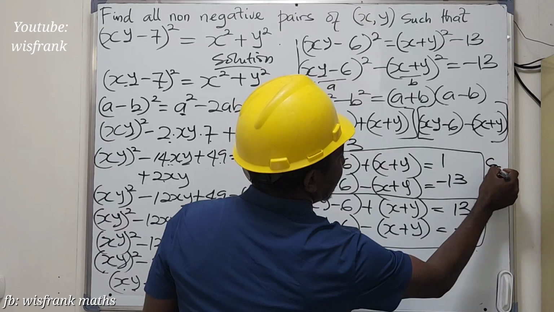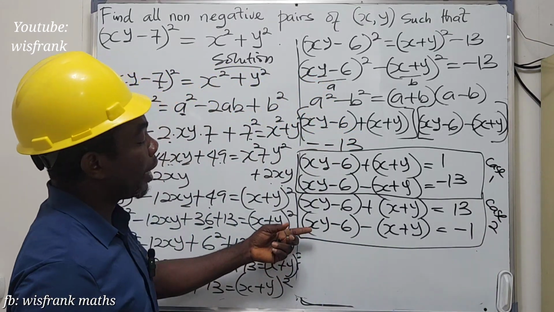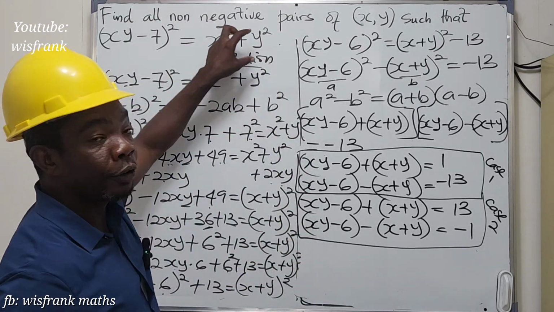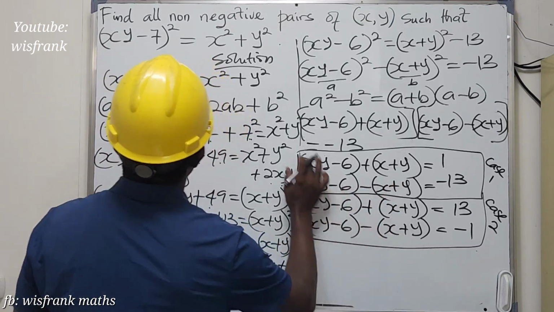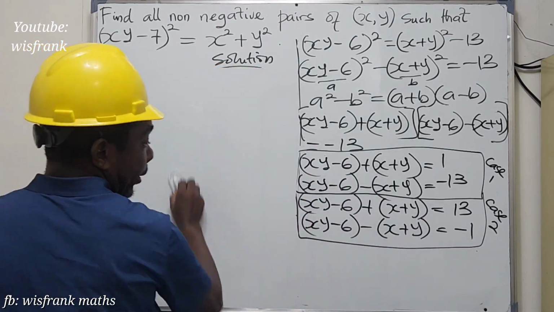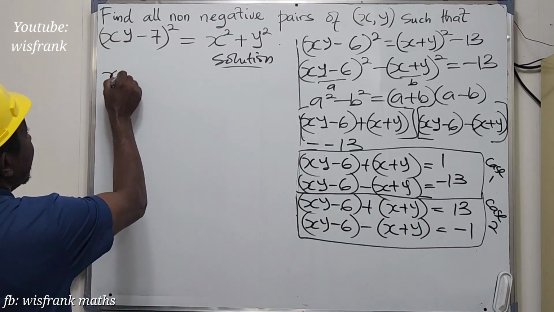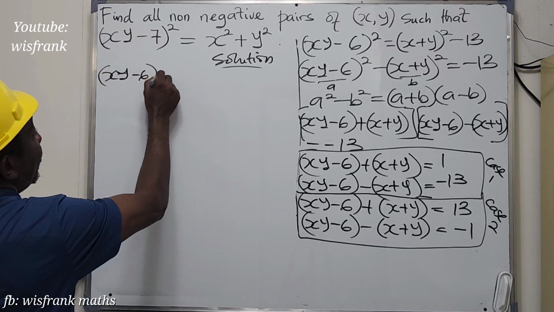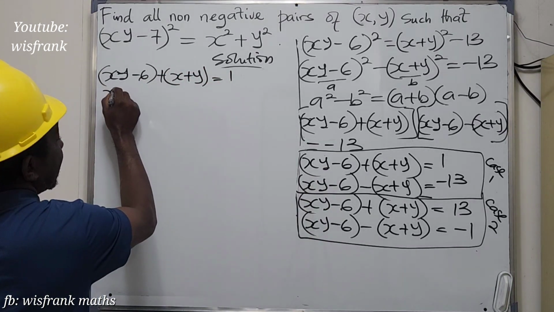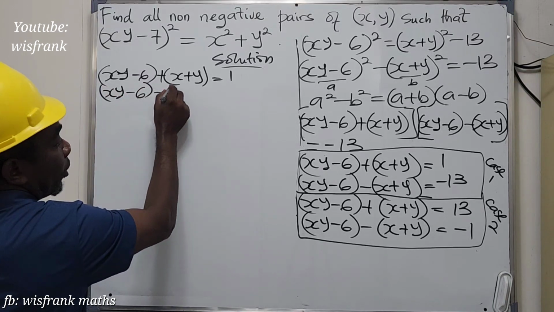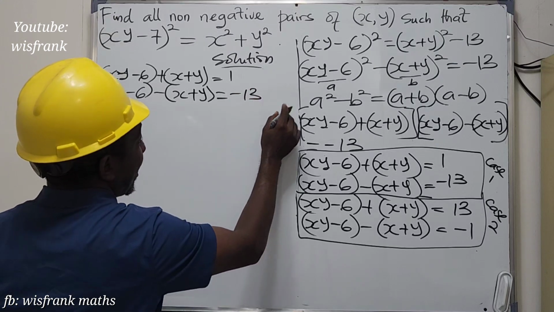This is case 1 and this is case 2. Then we are going to solve for the value of x in this expression, to find the pair of x and y. So expressing this, we need to move over to this other side. So we need to clean this. As we said, we are going to take this first. So we have (xy - 6) plus (x + y) equals 1, and we also have (xy - 6) minus (x + y) equals minus 13. That is for case 1.